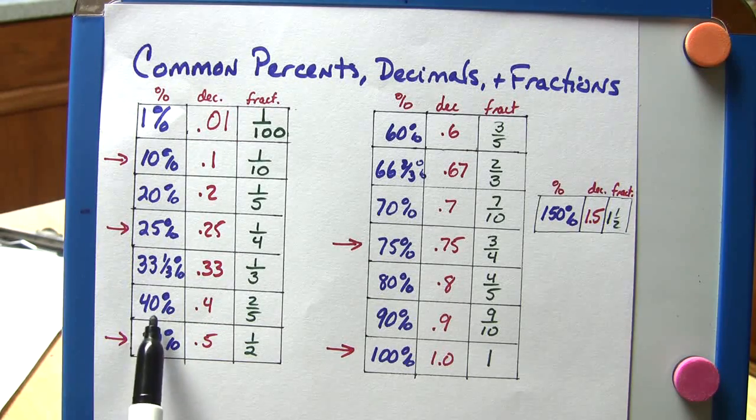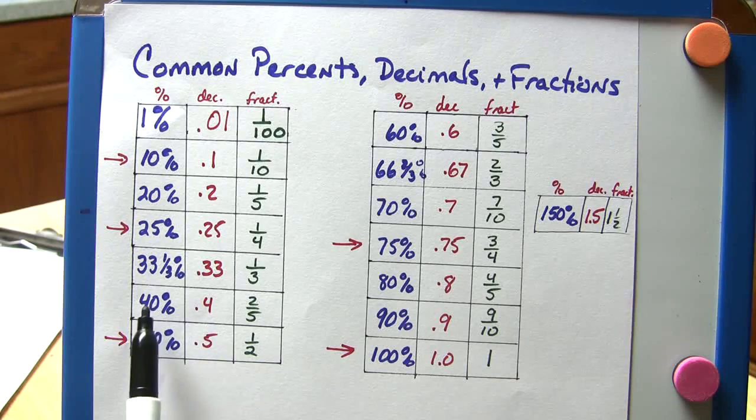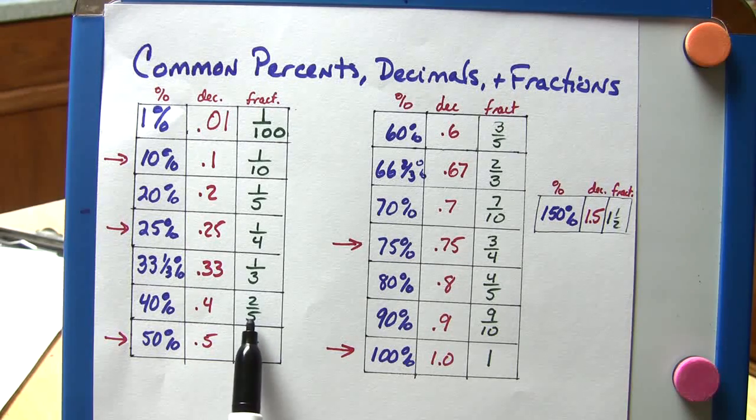Very basically, for 40%, you move the decimal over 2 places to the left and you'll get a decimal of 0.4. To convert a percent to a fraction, you take 40, put it over 100, and then reduce. You can also work from, say, a fraction back to a percent by changing that denominator to 100 and changing the numerator proportionally.